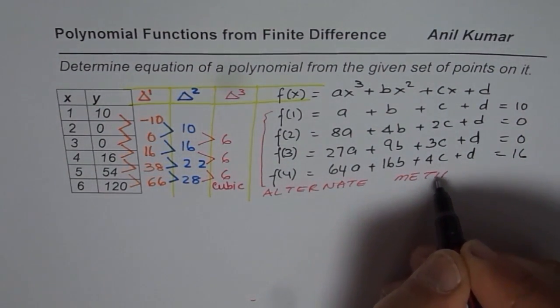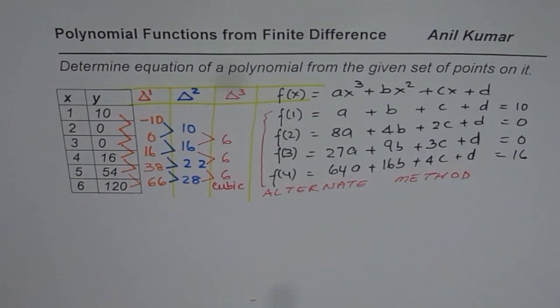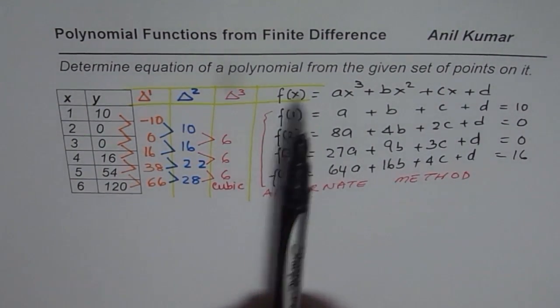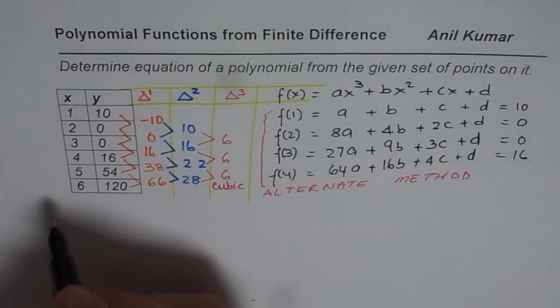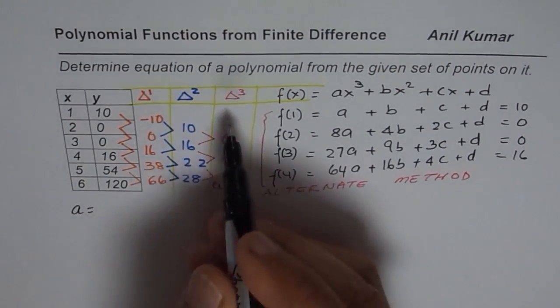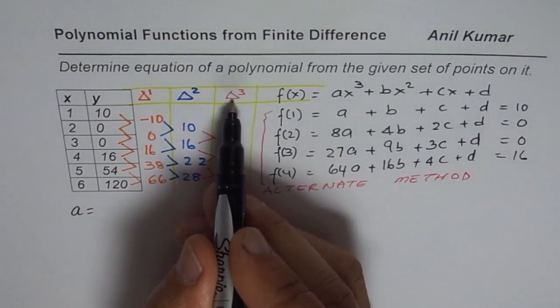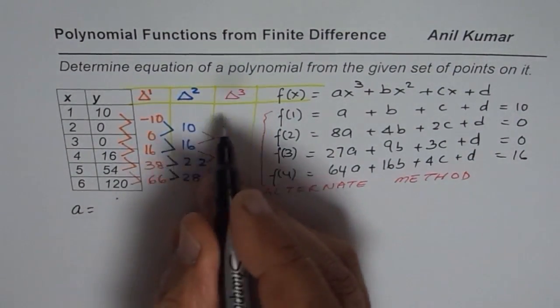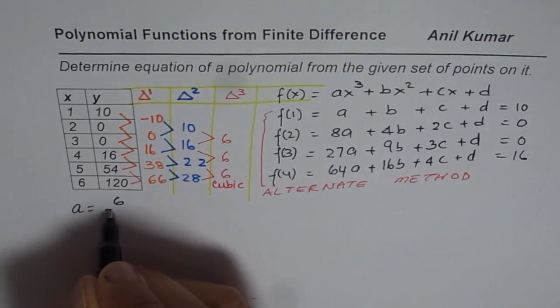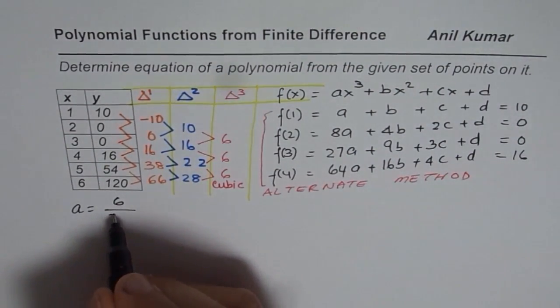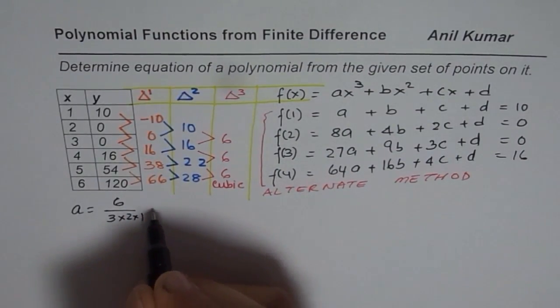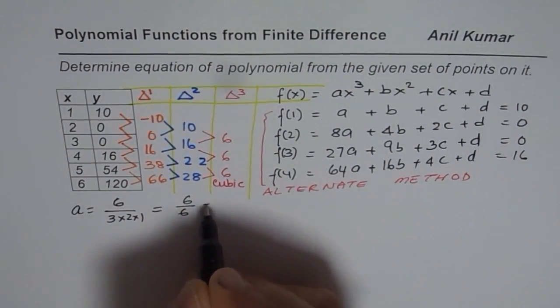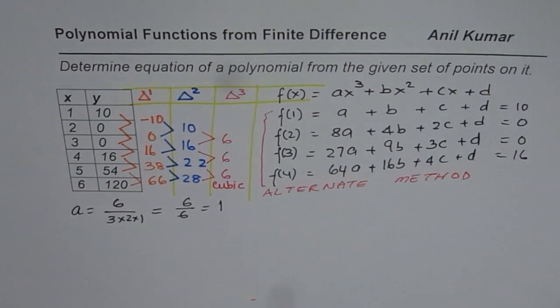Now what is my method? First, you should know the relation between the leading coefficient and the finite difference. The leading coefficient a is the finite difference of order 3, which in this case is 6, divided by 3 factorial. 3 factorial is 3 times 2 times 1, and that gives you 6 over 6, which equals 1. This is the formula which you can always apply, which I've been preaching for a long time.